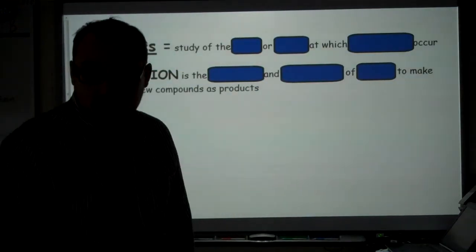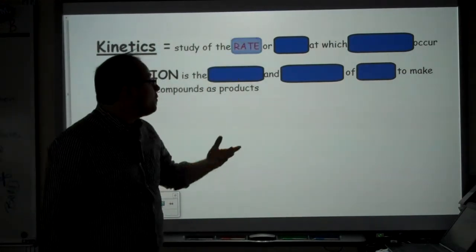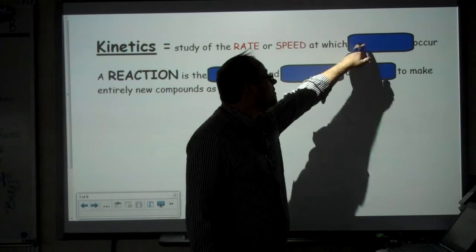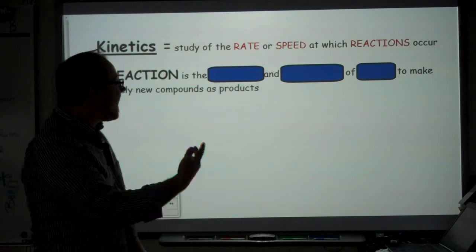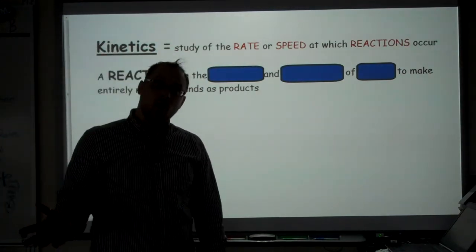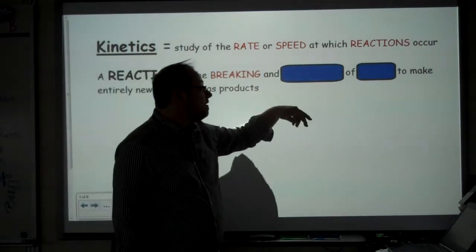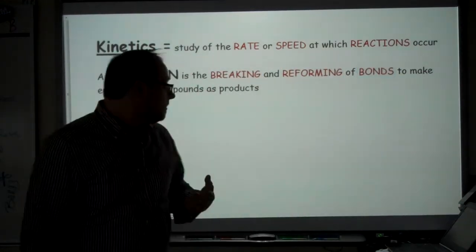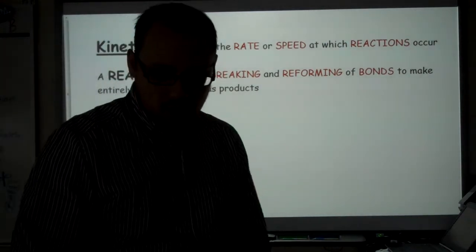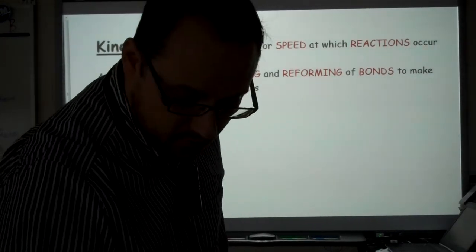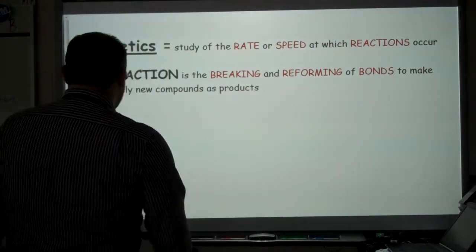First thing you got to do is start writing down some words on blanks. For kinetics, which is the study of the rates or the speed at which chemical reactions occur. So we've studied the types of chemical reactions, and now with kinetics, we're going to be studying how quickly they go or how slowly they go. A reaction is the breaking and reforming of chemical bonds to make new compounds as products. So for any reaction to occur, bonds have to first break and then reform in order to create the new products. Let's see what we got next.